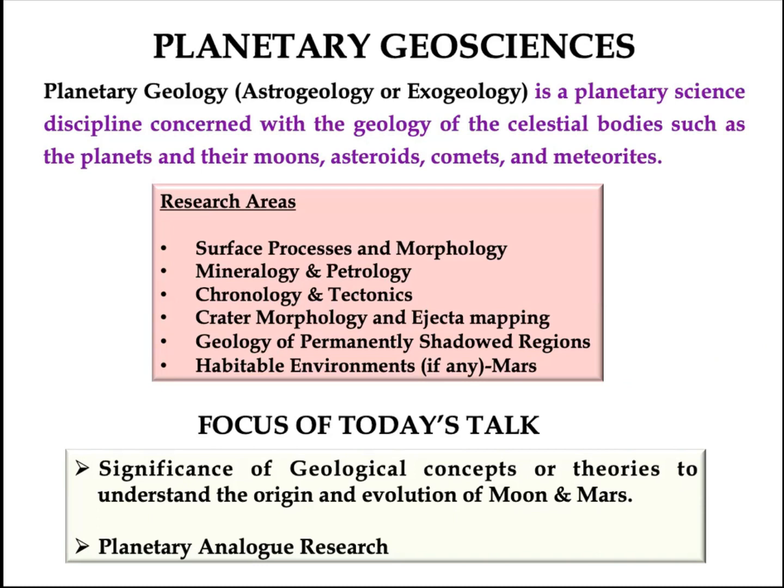The major focus of today's talk is planetary geosciences. By definition, it is also known as astrogeology or exogeology. It's a planetary science discipline concerned with the geology of celestial bodies such as the planets, their moons, asteroids, comets, and meteorites. The various research areas under this category include surface processes, morphological features, mineralogy and petrology, chronology, tectonics, and crater morphology. The impact craters present on other terrestrial planets are highly important to understand their various geological features. Then the geology of permanently shadowed regions, I will come to that a little later. Then the habitable environments, if any. This particular aspect has importance from an astrobiological point of view also.